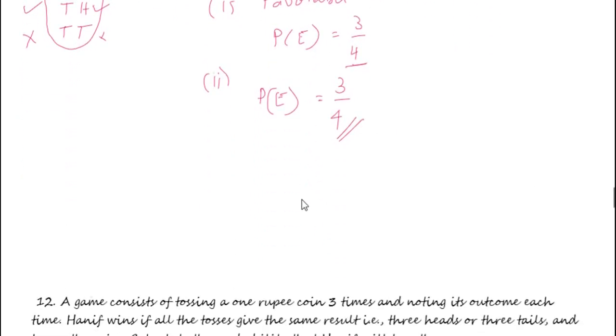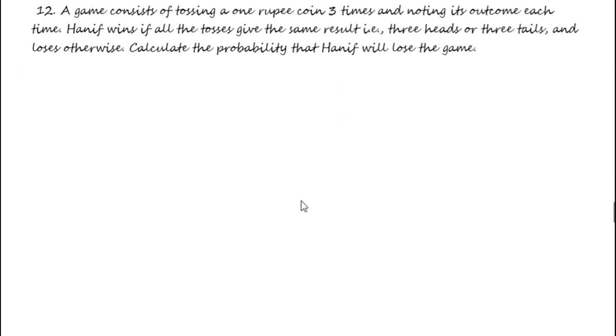I think we are going to have the last one. A game consists of tossing a 1 rupee coin 3 times and noting its outcome each time. Hanif wins if all the tosses give the same result, that is 3 heads or 3 tails, and loses otherwise. Calculate the probability that Hanif will lose the game. He will win only if he gets all 3 heads or all 3 tails.